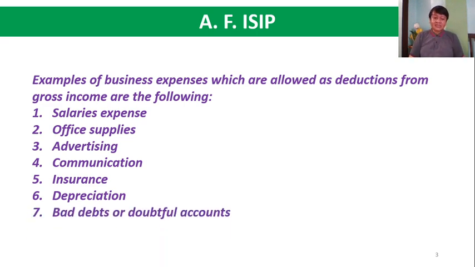Next, bad debts or doubtful accounts. When you have accounts receivable in your business, always expect you have bad debts or doubtful accounts. For example, you sold merchandise on account. When you sold merchandise on account, you delivered the goods to the customer, but the customer did not pay you. The customer will pay you not today but in the future. The customer gave you a promise to pay. Therefore, you will have a receivable from the customers.